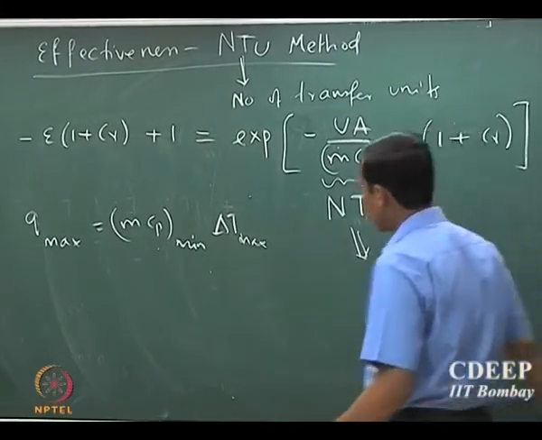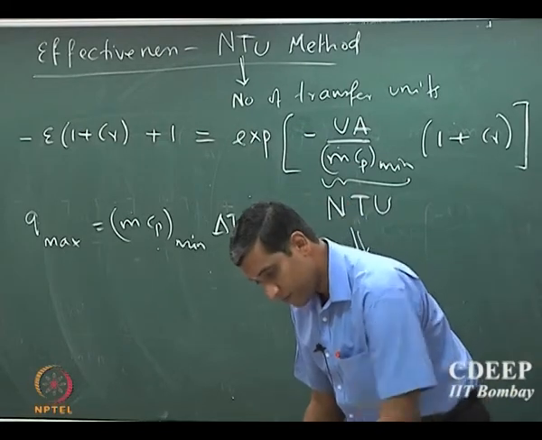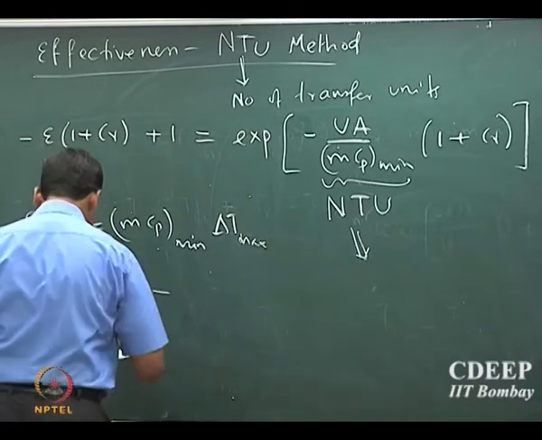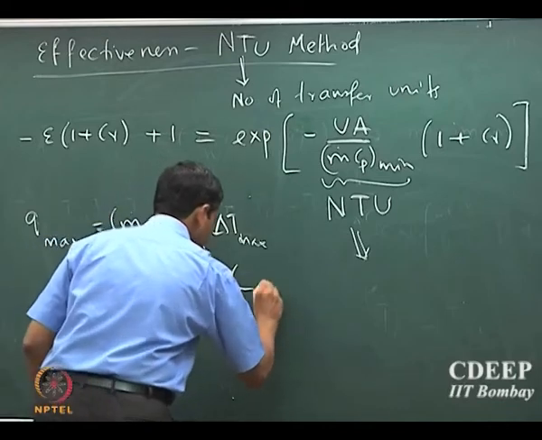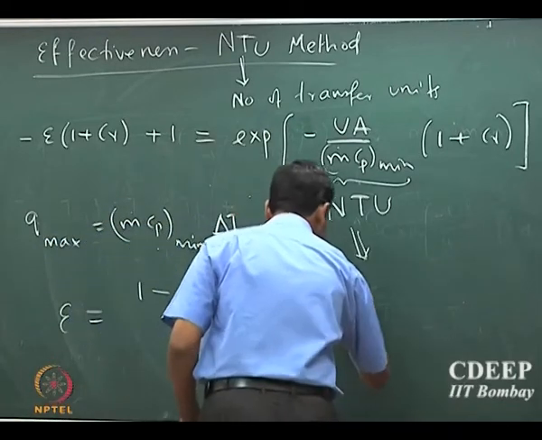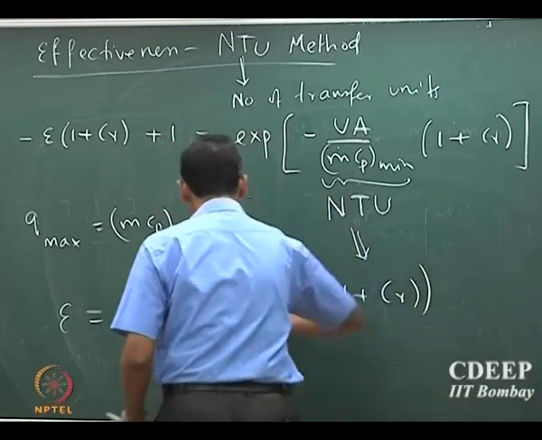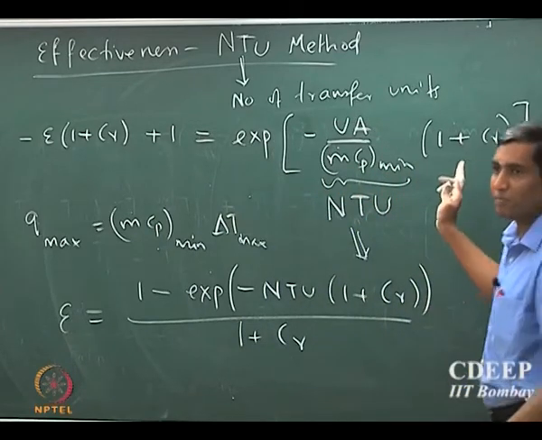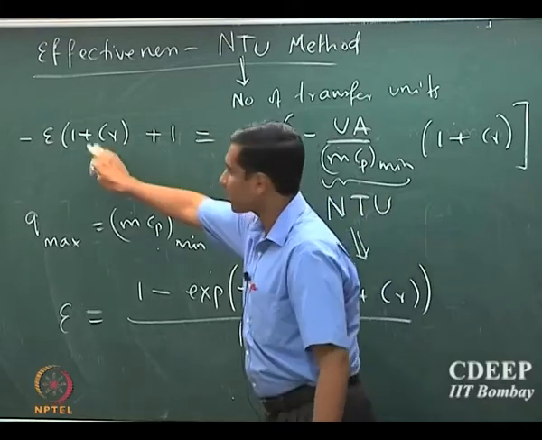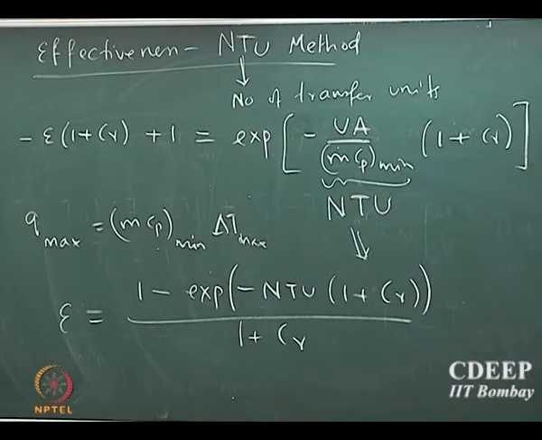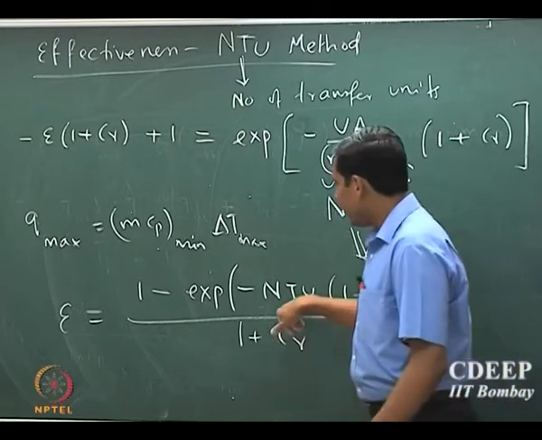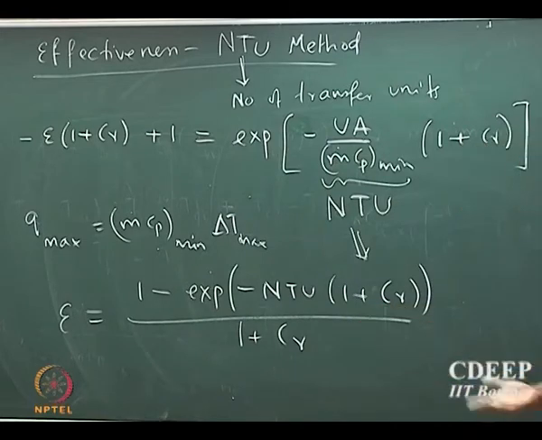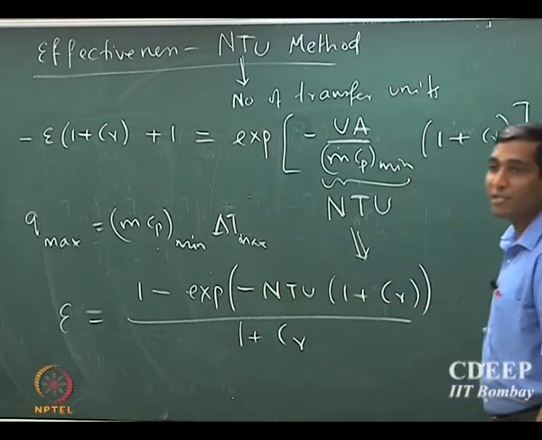Okay. So therefore the final expression would look something like this. Epsilon equals 1 minus exponential of minus NTU into 1 plus Cr, divided by 1 plus Cr. Okay. So all I have done is this algebraic manipulation. Take this on the left hand side, take this on the right hand side, and find out what is epsilon. So if I know NTU, I can find epsilon. If I know epsilon, I can find NTU. So that's a very powerful method. Note that there is no temperature dependence in this expression at all.